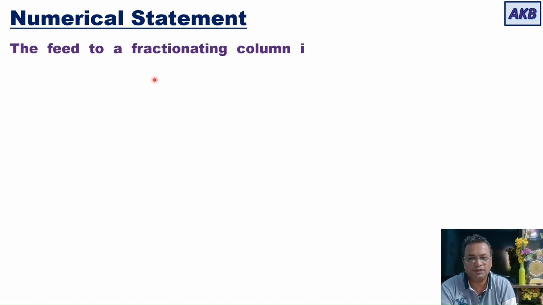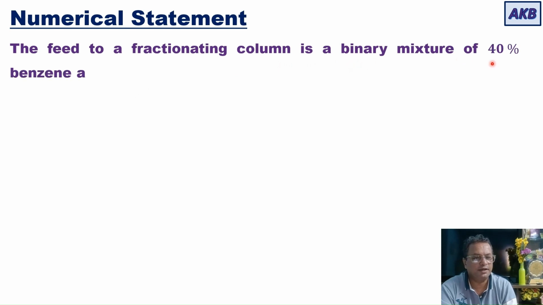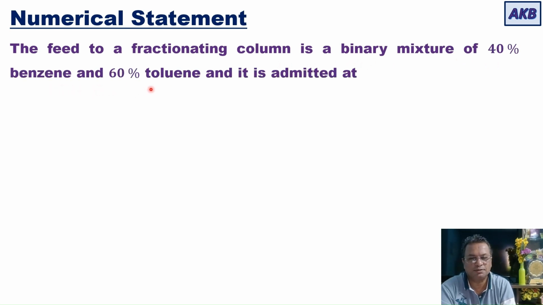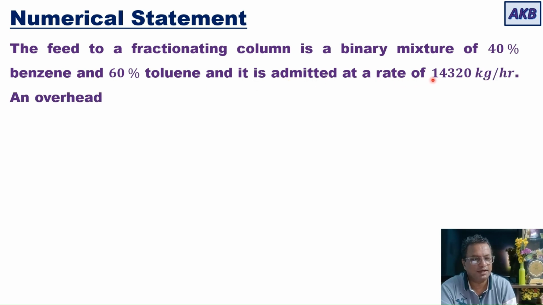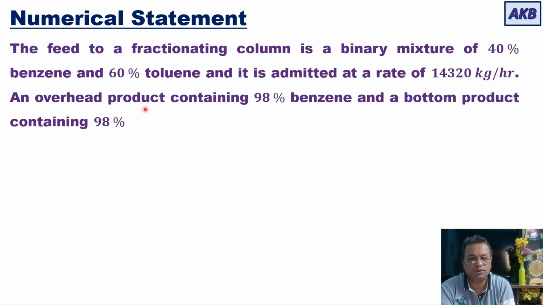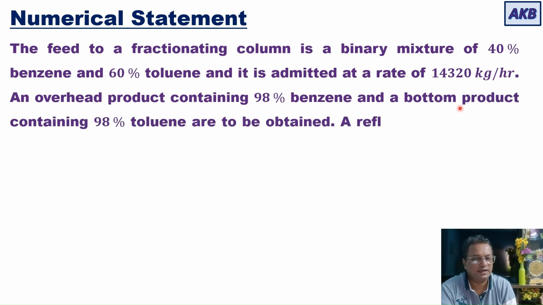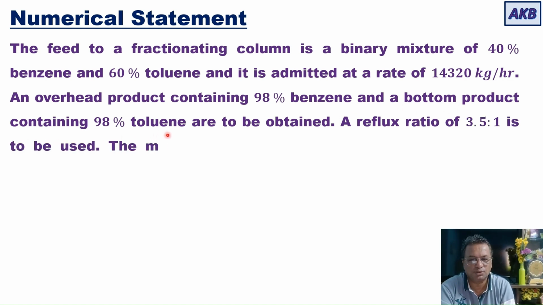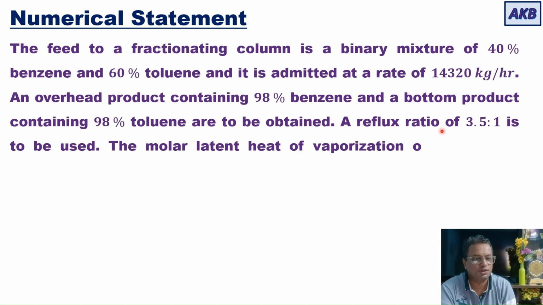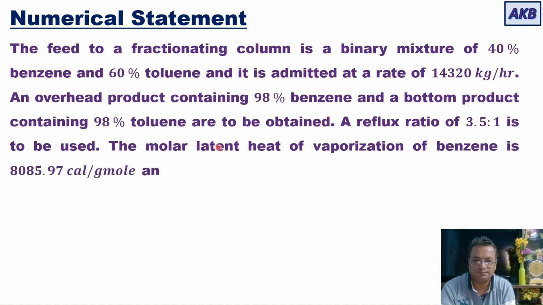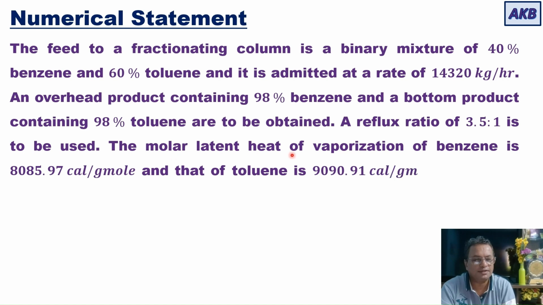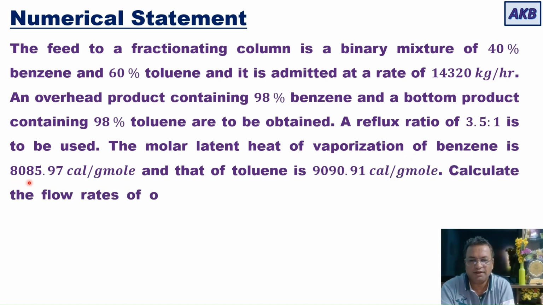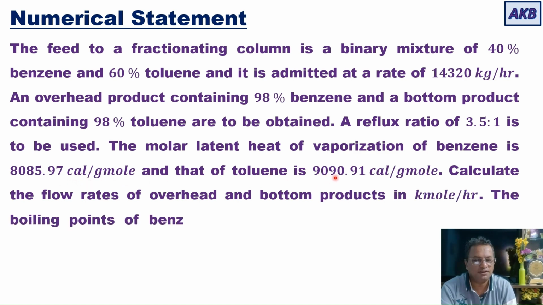The feed to a fractionating column is a binary mixture of 40% benzene and 60% toluene, and it is admitted at a rate of 14320 kg per hour. An overhead product containing 98% benzene and a bottom product containing 98% toluene are to be obtained. A reflux ratio of 3.5:1 is to be used. The molar latent heat of vaporization of benzene is 8085.97 calories per gram mole, and that of toluene is 9090.91 calories per gram mole.